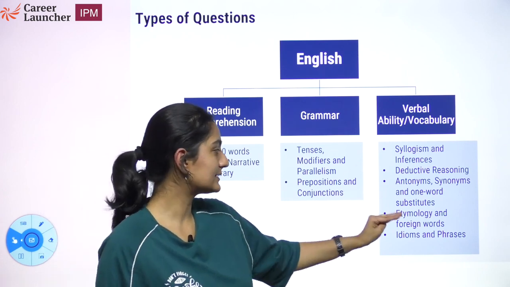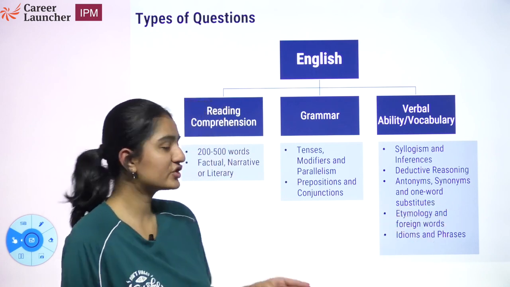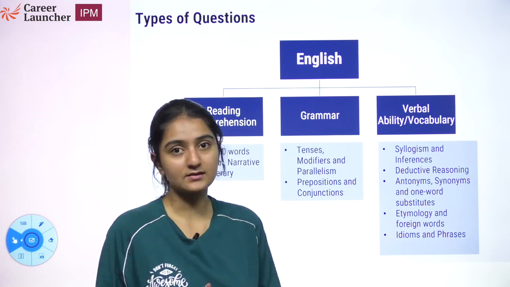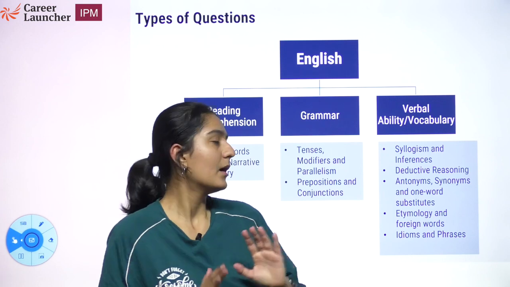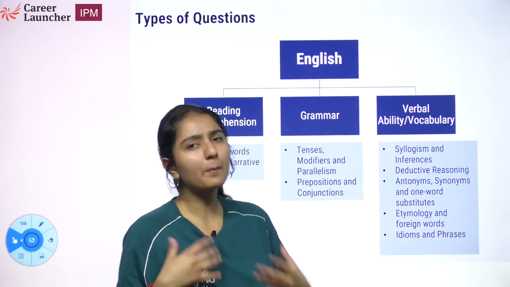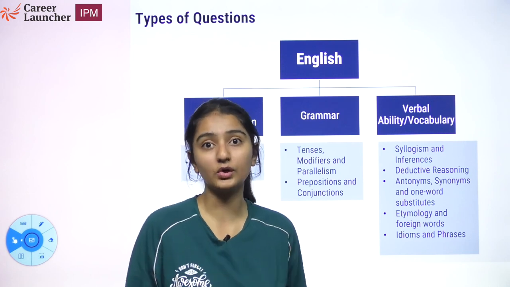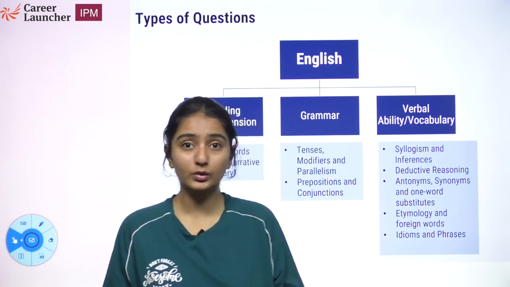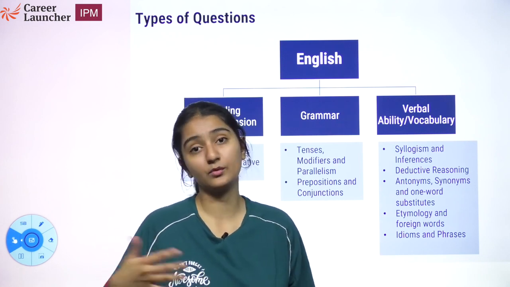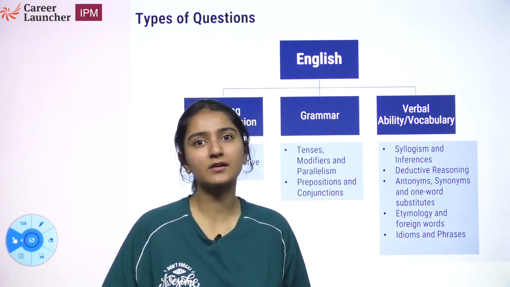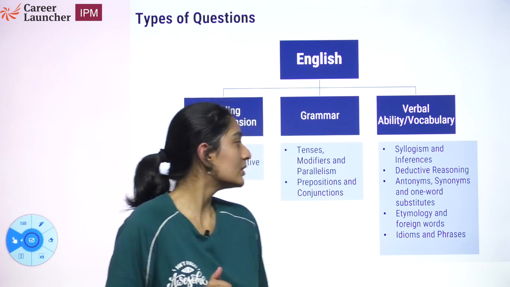However, the next 3 topics that you see here are antonyms, synonyms and one-word substitutes, etymology and foreign words, and idioms and phrases. Now these 3 are solely focused on vocabulary. That being said, these are fairly easy topics, but it only depends on if you know the words. So it's a make or break situation. If you know the meaning of a certain word, you can pass the section with flying colors, but if you are not sure about the words or if you've never come across these words or these topics in itself, it can be a difficult battle to win.